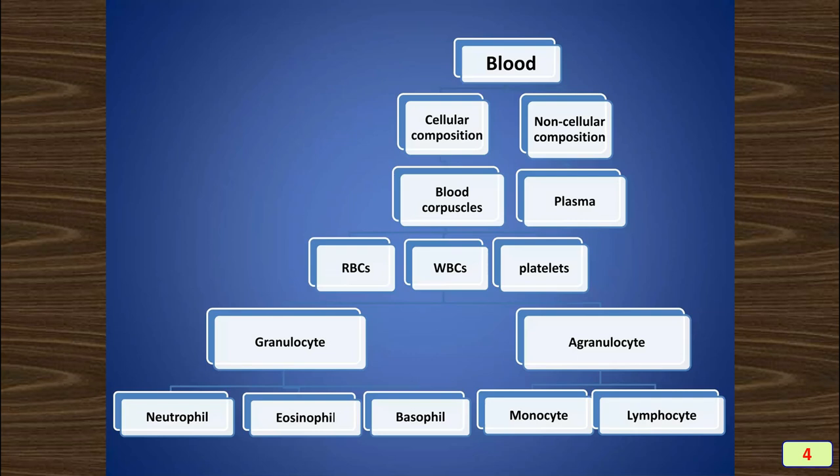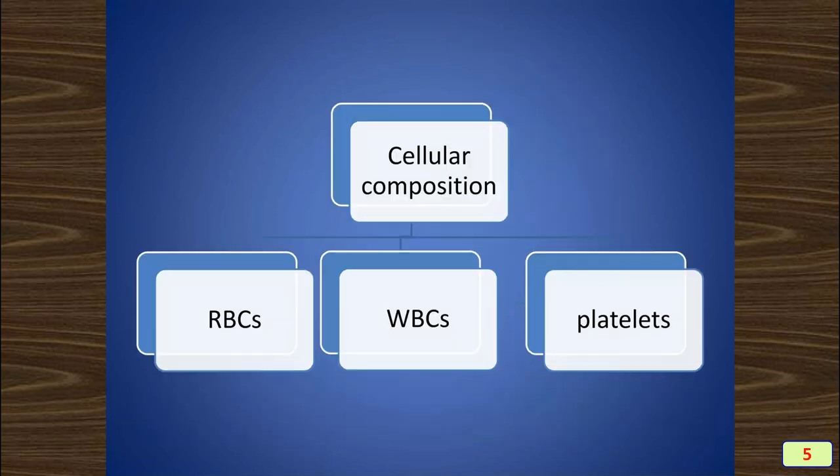Whereas the granulocytes, which contain granules, are the neutrophils, eosinophils, and basophils, and the agranulocytes are monocytes and lymphocytes. Then the cellular composition of the blood consists of red blood cells, white blood cells, and also the platelets.